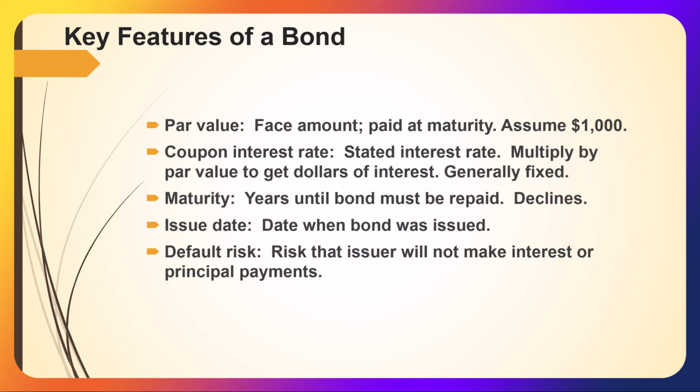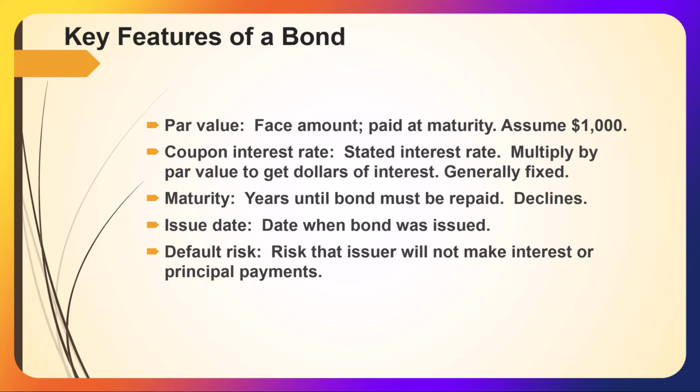Yield to maturity: if you buy the bond today and you hold it to maturity, what is the return on average on your investment? A discount bond is a bond that's priced below its face value, and a premium bond is priced above its face value.